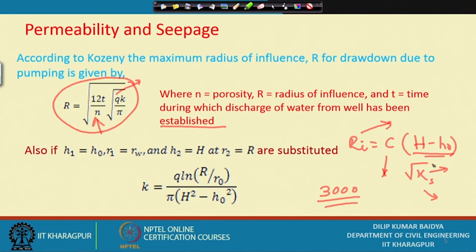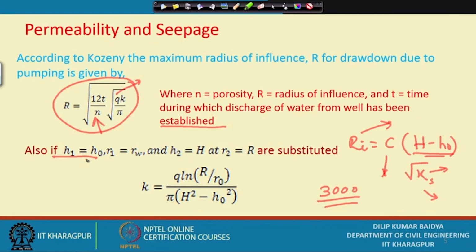There are many other ways available in the literature; this is another way. If you can find out this radius of influence, then sometimes we need not have an observation well. I can take the well itself as one observation well, and since I know the radius of influence, what is the water height and what is the distance. That is what is shown here.